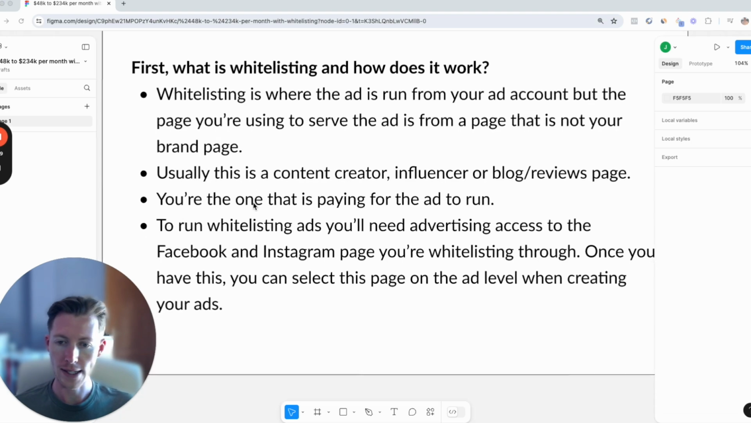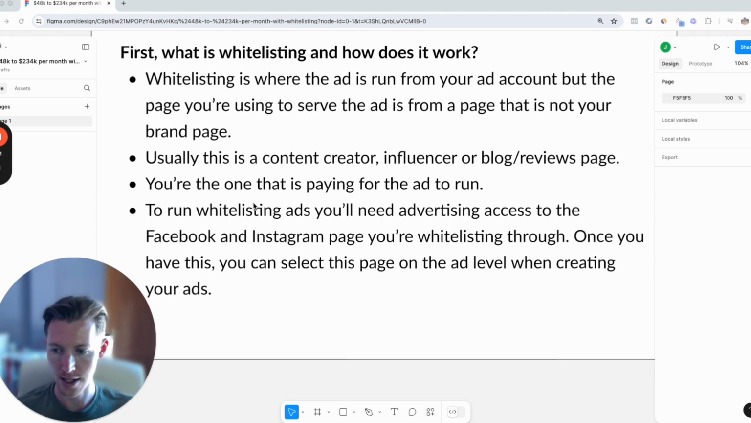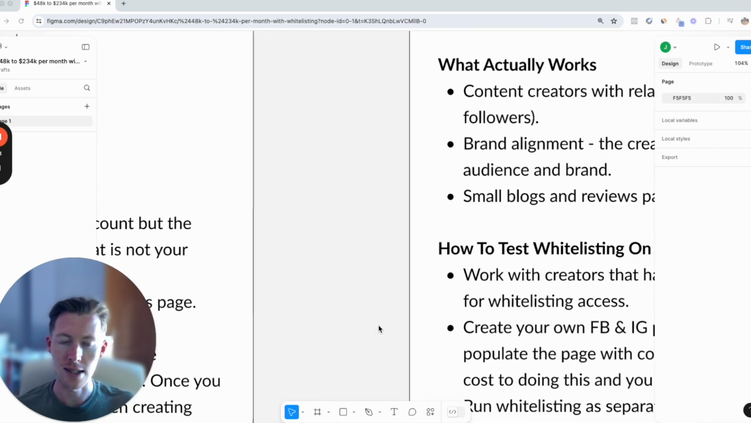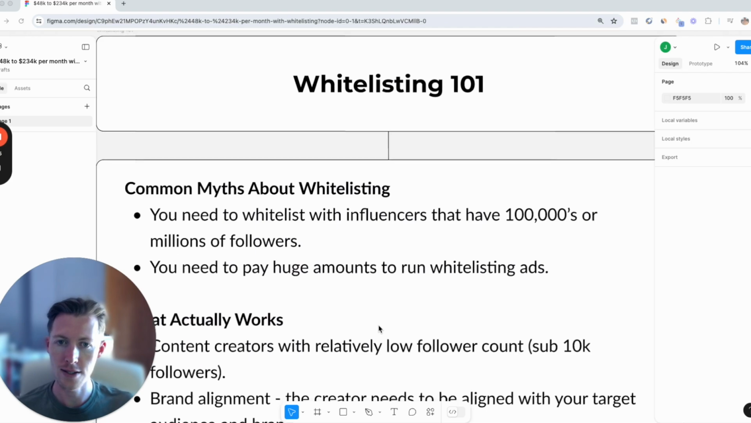And to run whitelisting ads, you'll need advertising access to the Facebook and Instagram page that you're whitelisting through. Once you have this, you can select the page on the ad level when you're creating your ads, right? So that's actually more the setup. But with that being said, let's dive into whitelisting 101, all right?